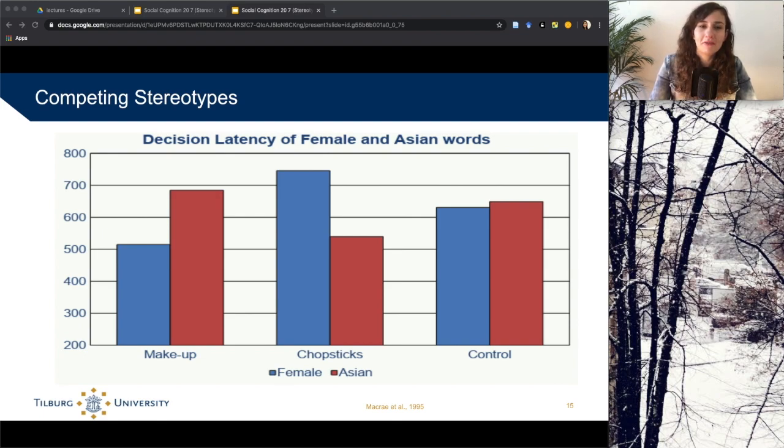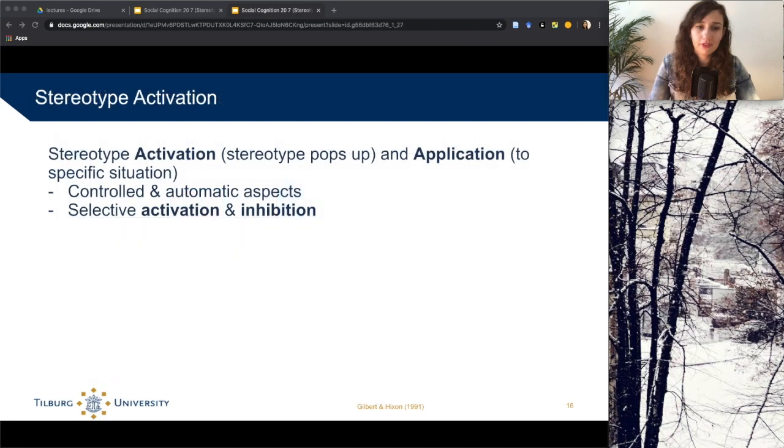And lastly, why do we even need a control condition here? Well, we need to find out if the female and Asian words were similarly difficult to process in the first place. If that is the case, then we shouldn't see differences between female and Asian words in the control condition. They should be equally activated or equally inhibited, and equally easy or difficult to process. And this data suggests that there's no evidence for a difference in the processing of these Asian versus female words in the control condition, where there was no specific activation of a stereotype.